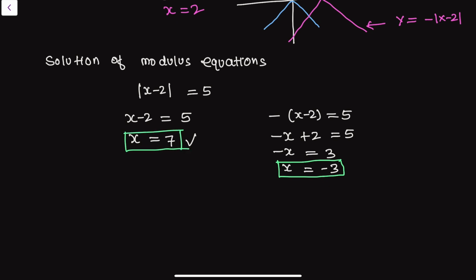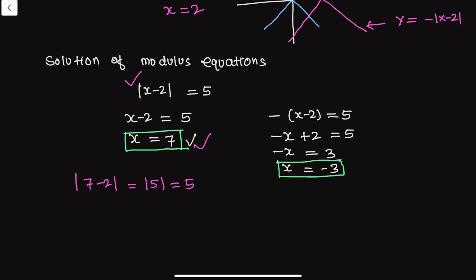Let's check whether these solutions are correct or not. To check this, we can replace x by 7 in this one and check what we get. If we replace x by 7, we get mod of 7 minus 2, which is mod of 5, and that gives us 5. So it implies that x is equal to 7 is a correct answer.